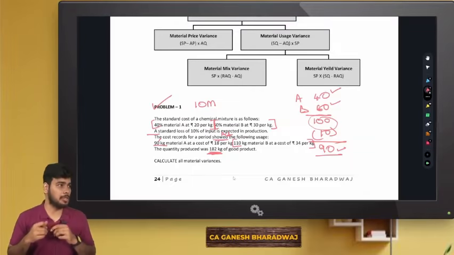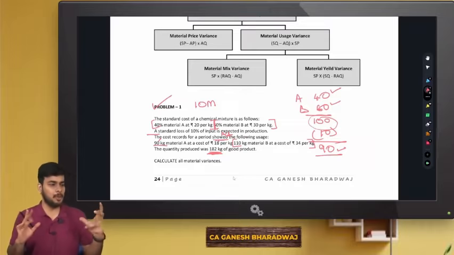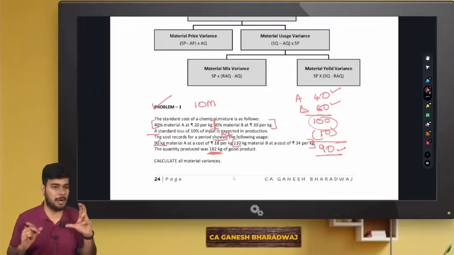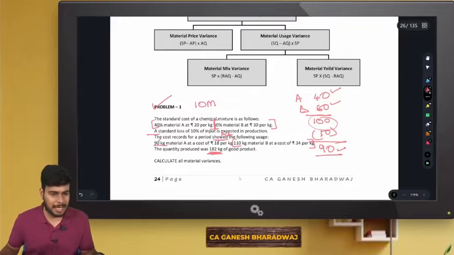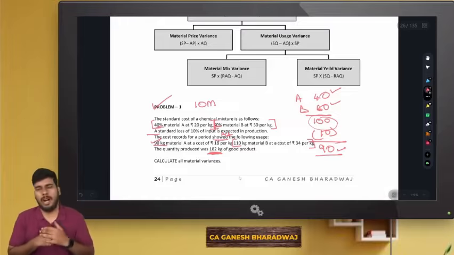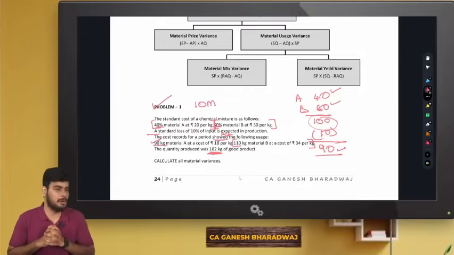Anyone else? What was the problem that you guys were facing? Loss, that's related to quantity. Okay, fine. Are we all agreeing that computing the standard quantity is where the problem is? Because actual quantity, no problem, they have given. Standard quantity has been given completely in terms of percentage. Correct or not? So now, how are we going to do that?